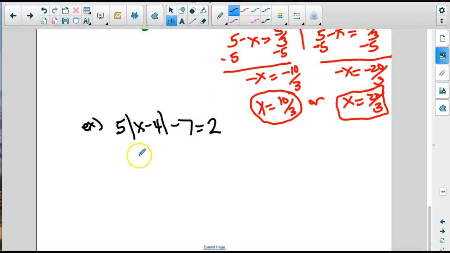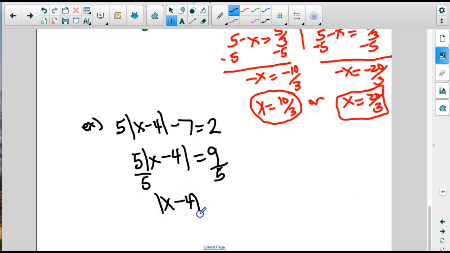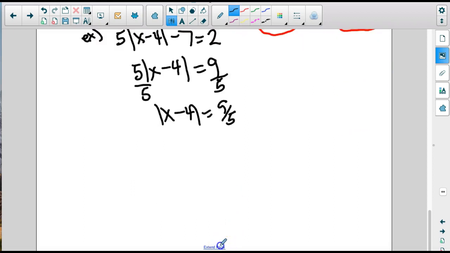we would add 7, because we're trying to isolate this absolute value of x minus 4. We're trying to get it to be by itself so that we can write the two equations for the absolute value. So we add 7, we'd get 9. Then we're going to divide by 5 to get rid of this. So it's going to be absolute value of x minus 4 equals 9/5. I'm going to leave it like that. If you want to, you can make it a decimal. It's a nice decimal.